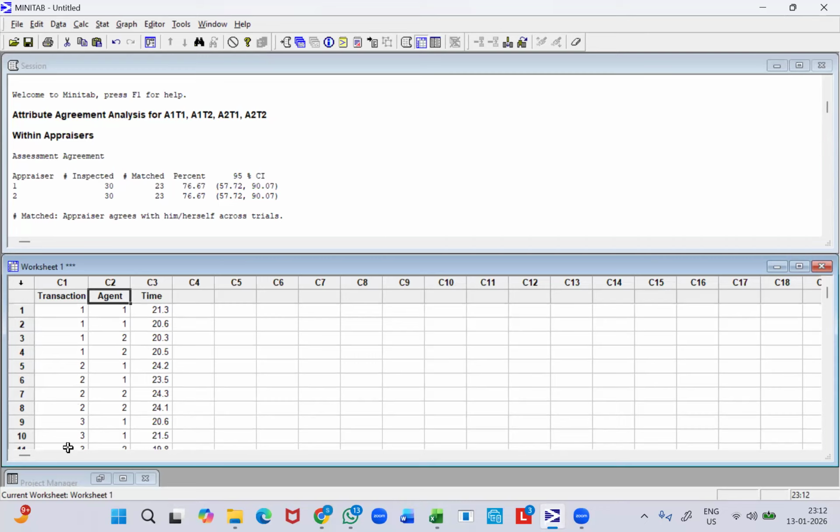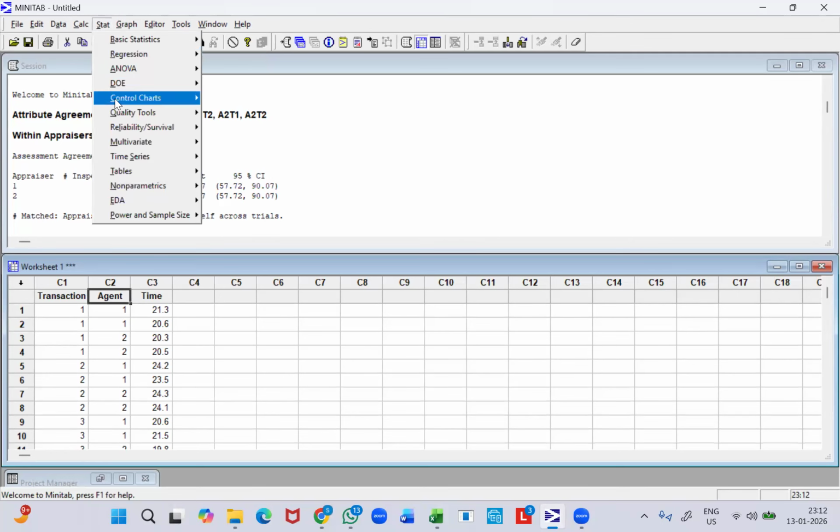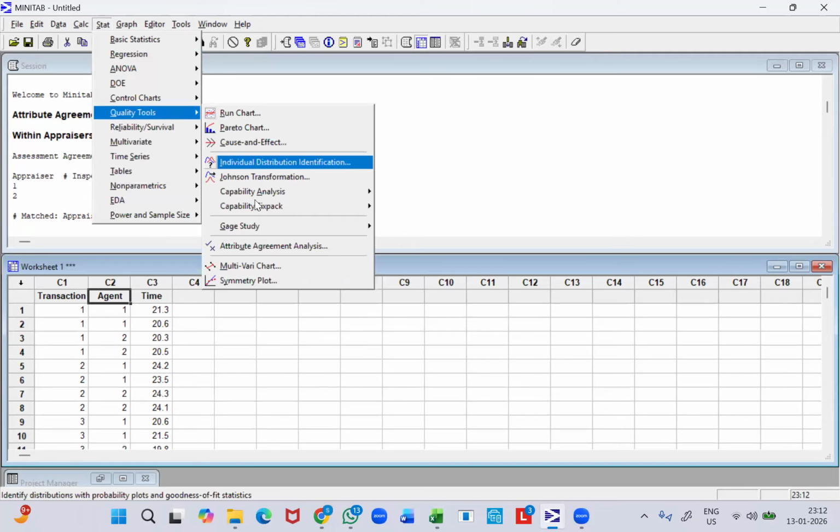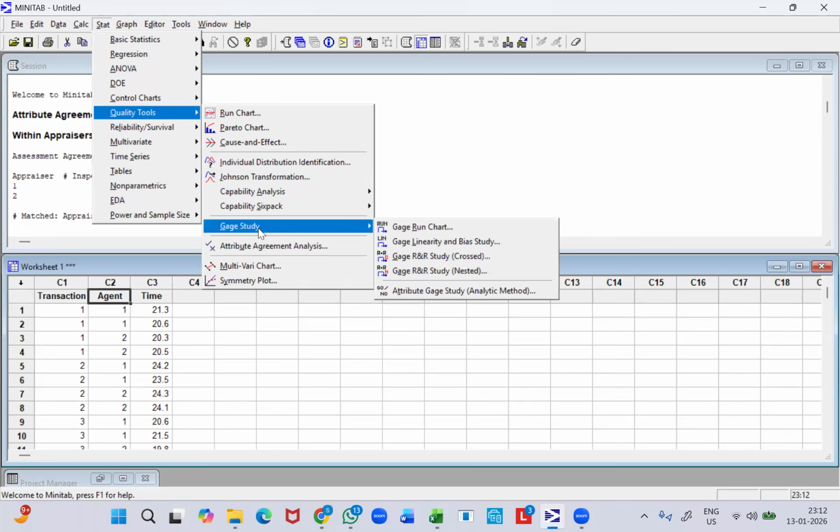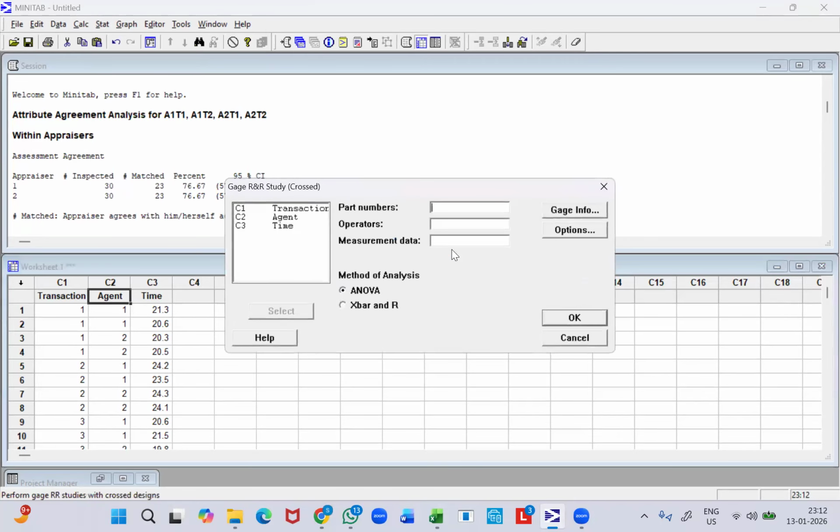repeatability and reproducibility percentage values, we need to again go to Stat and then Quality Tools. Under that we have Gauge Study. So Stat, Quality Tools and Gauge Study. So we will choose Gauge R&R Study Crossed.